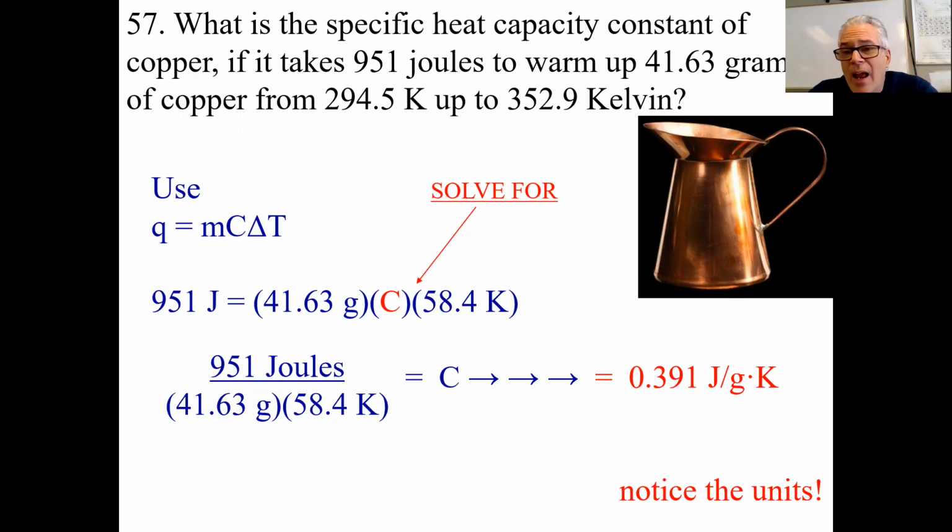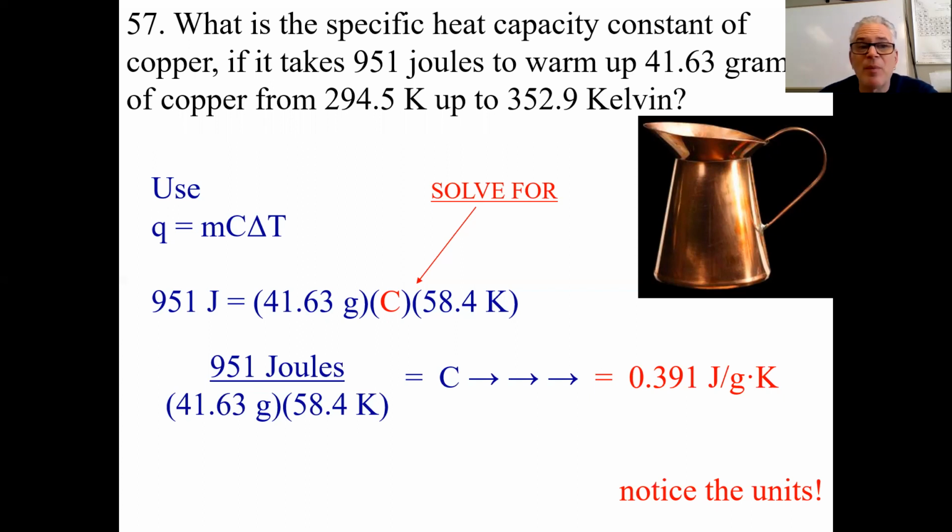Now, this number is higher than gold, which means if we put a piece of gold and a piece of copper on a hot plate and heated it up together, the copper will get hotter slower. The gold will get hotter faster. It takes less energy for gold to change temperature. It takes more energy, not much, but more energy to make the copper get hotter.